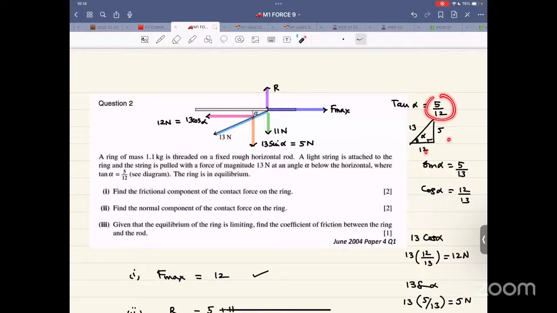Tangent alpha is 5 over 12. Pythagoras, you get 13. Sine alpha is 5 over 13. Cos alpha is 12 over 13. 13 cos alpha is 12. 13 sine alpha is 5. Yes, you have to work this out.